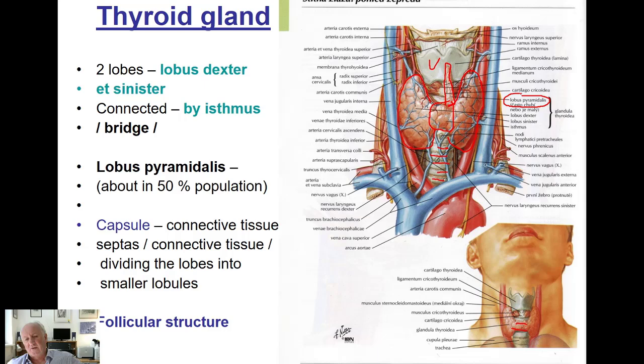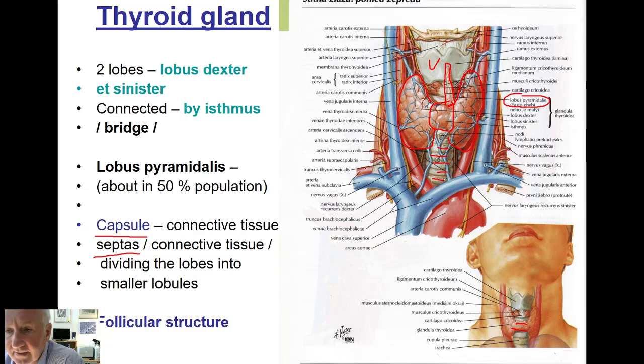So, the whole thyroid gland is surrounded by a capsule of connective tissue. In the same capsule, on the posterior surface, we can find the parathyroid glands, covered with the same capsule, of course. Septa we will see in a few minutes on the next pictures.